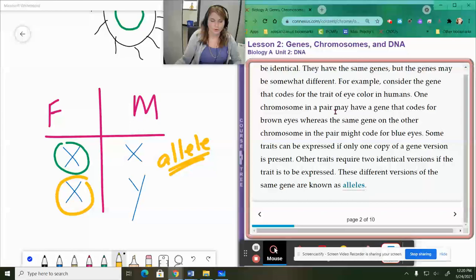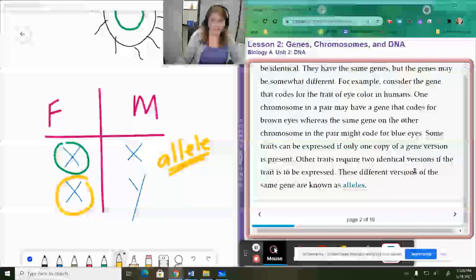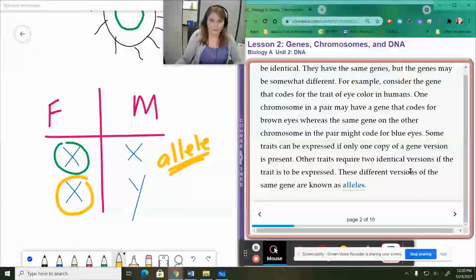Okay, it says one chromosome in a pair may have the gene that codes for brown eyes, whereas the same gene on the other chromosome might code for blue eyes. Some traits can be expressed if only one copy of a gene version is present. Other traits require two identical copies. These different versions are known as alleles.